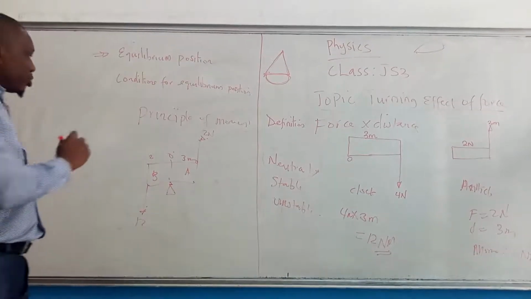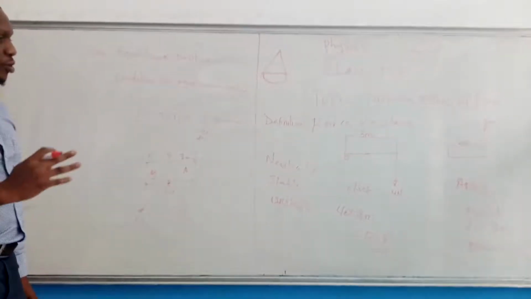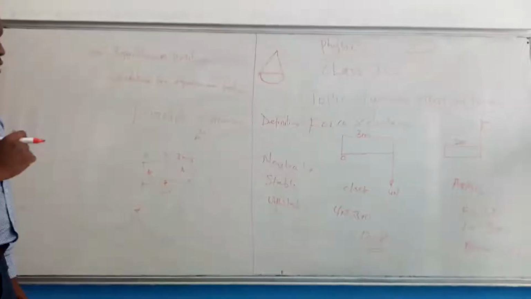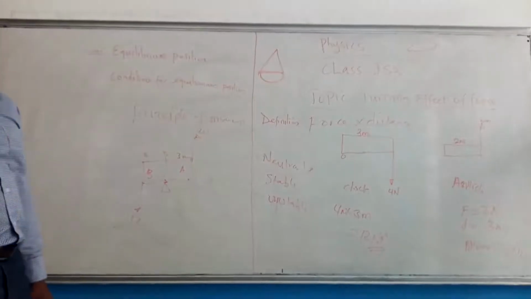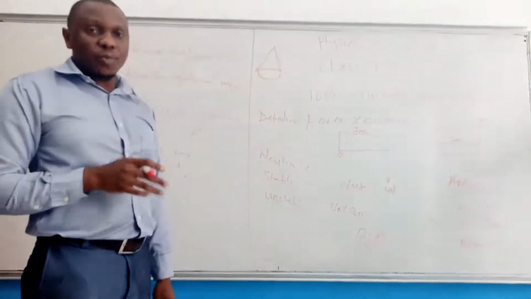That is why the principle of moment states that for an object to be in equilibrium, the clockwise moment must be equal to the anti-clockwise moment.